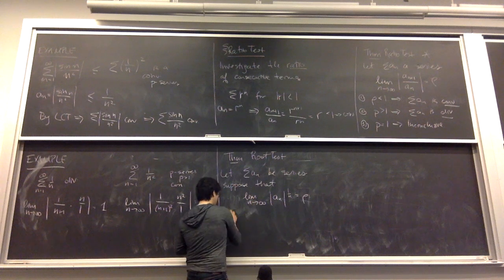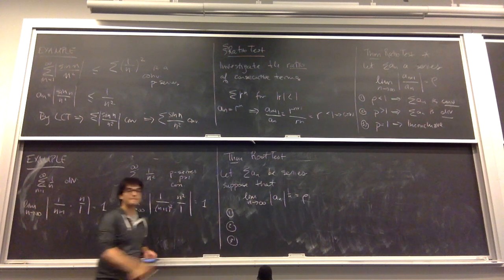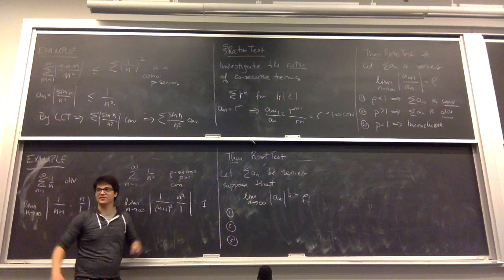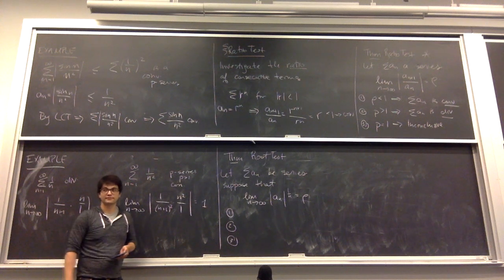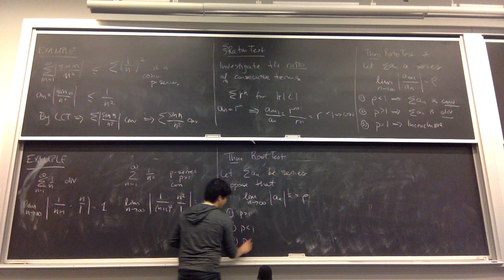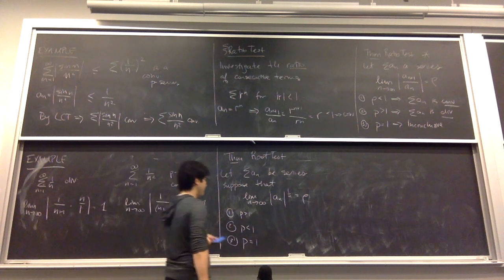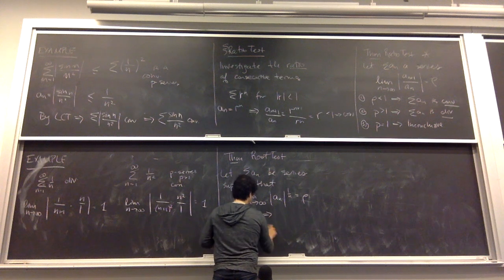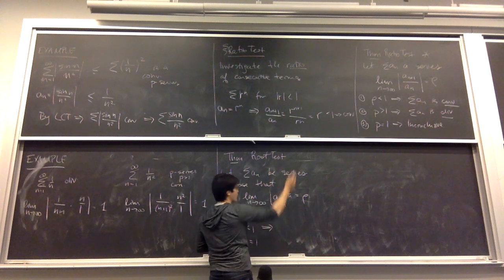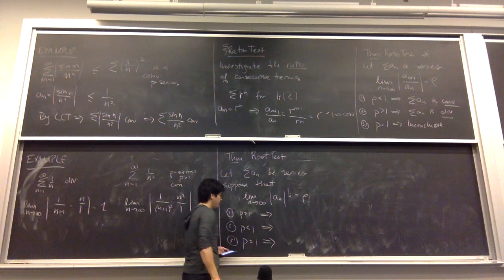So we have 3 cases here. Can anyone guess the cases? What do you think the 3 cases are for this test? I heard it. Well, we're going to have what happens when p is greater than 1, what happens when p is less than 1, and what happens when p is 1. And so both of these tests have the same categories.